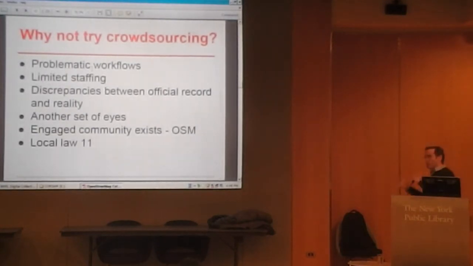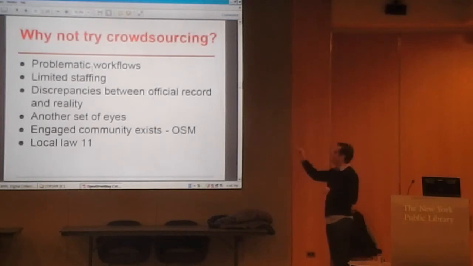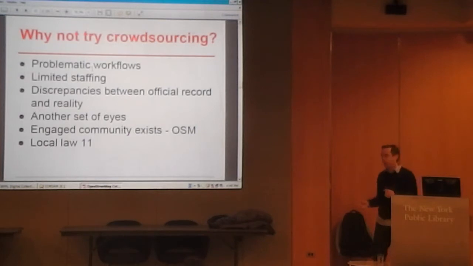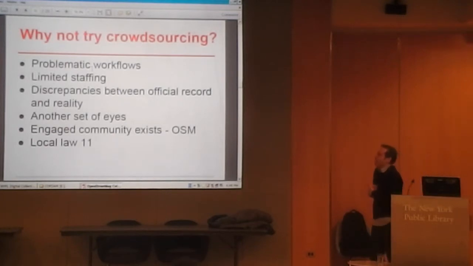So we have this challenge with managing data. There's no central authority. Notifications are somewhat chaotic. Problematic workflows. This is, I guess, a politically correct way of saying that. Our staffing is limited. With the downturn in the economy, we lost some people, so we have fewer people to edit this data. And then, as I said, there are discrepancies between the official assigned address and what someone has out in the field. We don't have the staffing to go out there in the field and verify a lot of this information. So to have another set of eyes seemed like a really good thing.